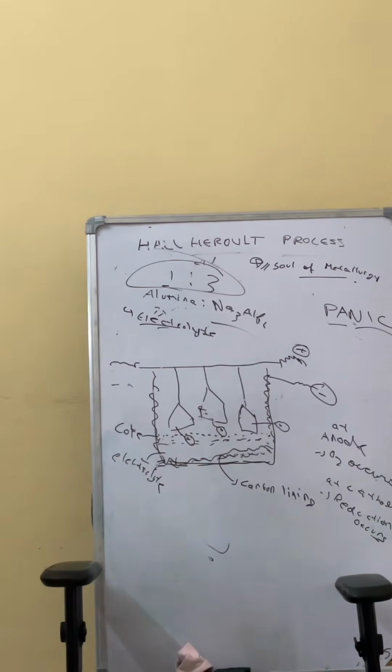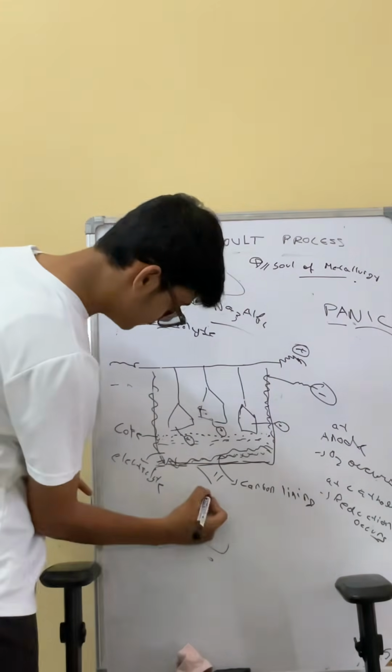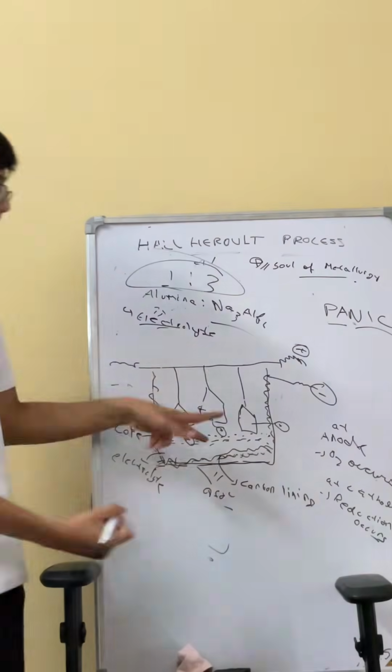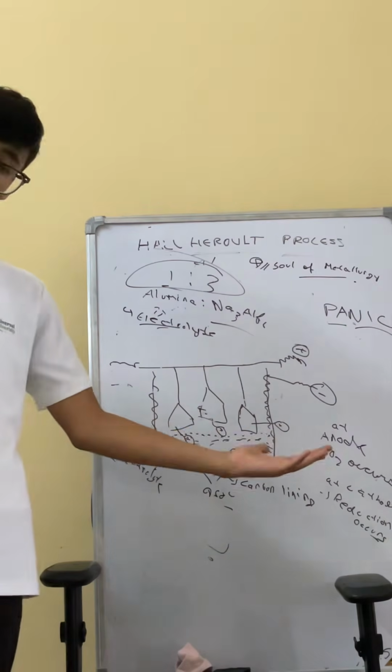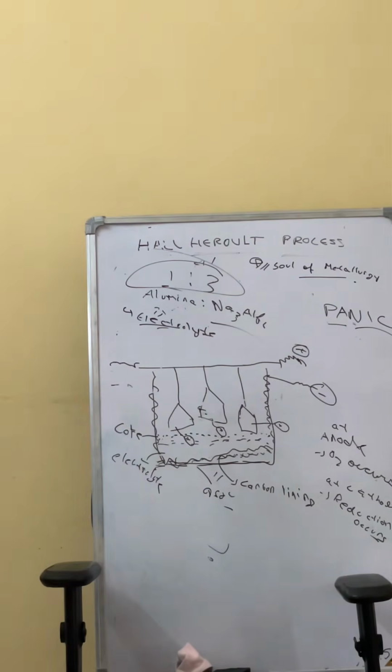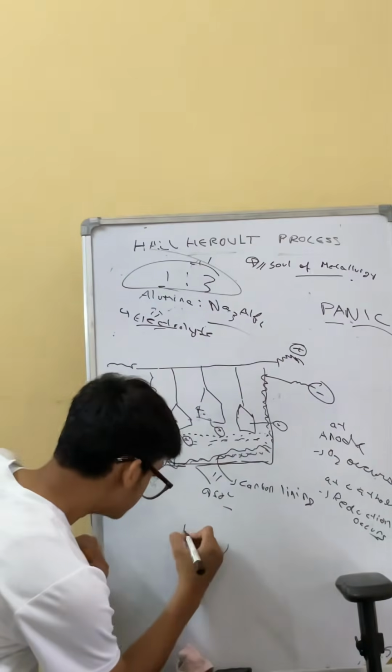Then this is the heat supply. Heat supply of around 950 degrees Celsius, because we have added cryolite. If we had not added cryolite, this would have required absurdly high temperatures. Now, here's what ions are present in this.